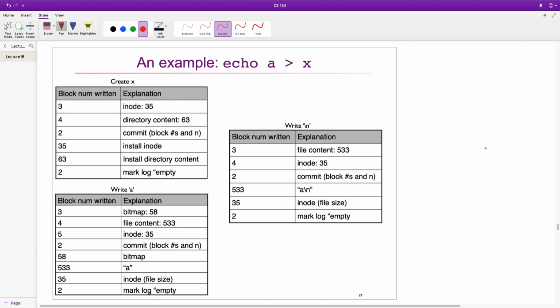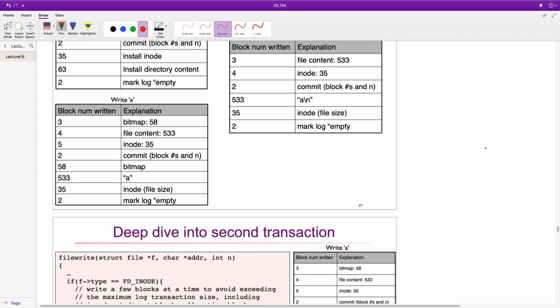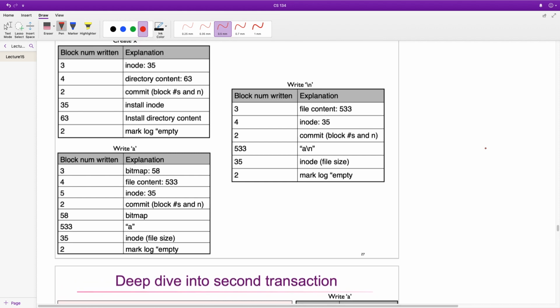So it seems like we're now writing slightly more than twice as much as we did before. Yes. Basically, yes. Isn't that bad for performance? XV6 is not performant.